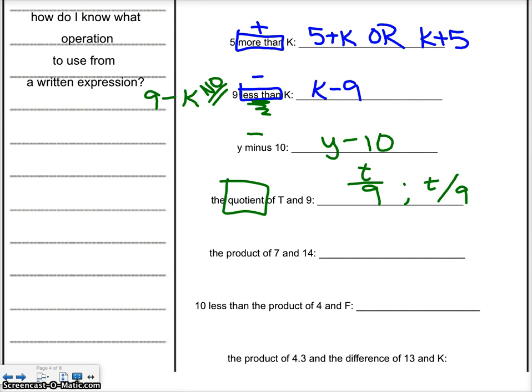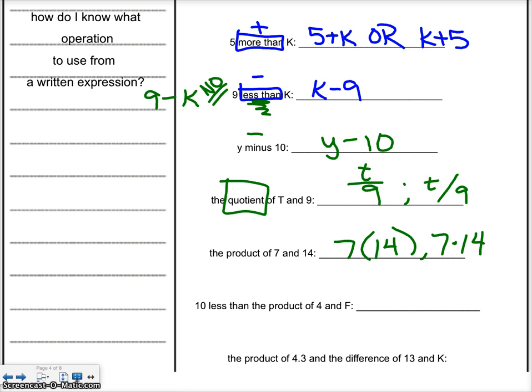All right. The product of 7 and 14. What does product mean? Multiplication. So I do multiplication like this. This is a parentheses. 7 parenthesis 14. That means 7 times 14. Can't you do the little dot? Yes, or you can do the little dot. 7 little dot 14.